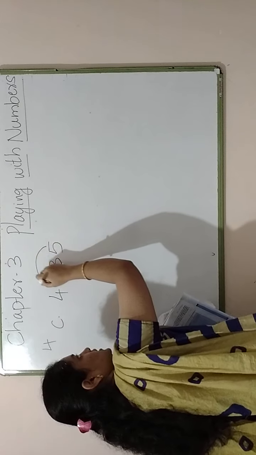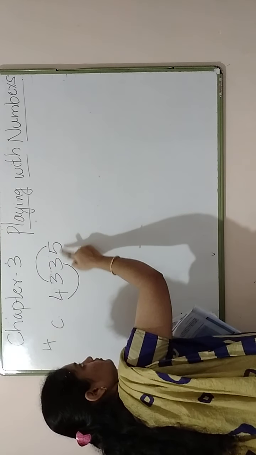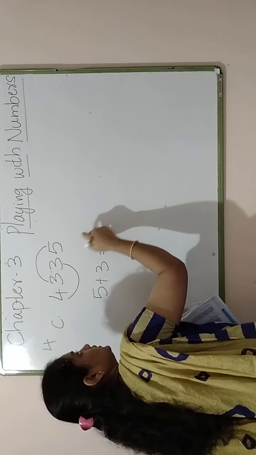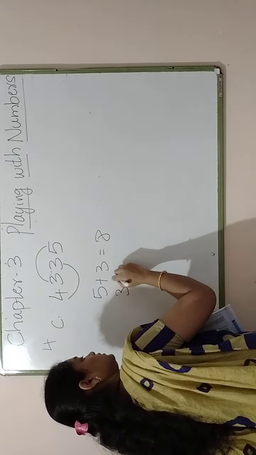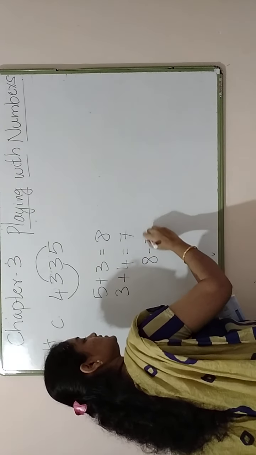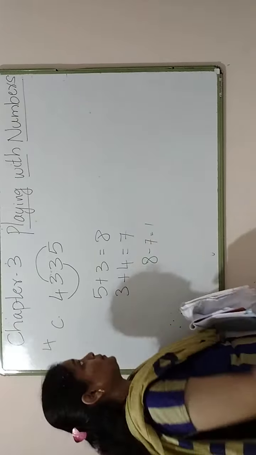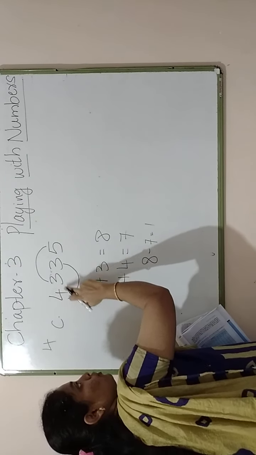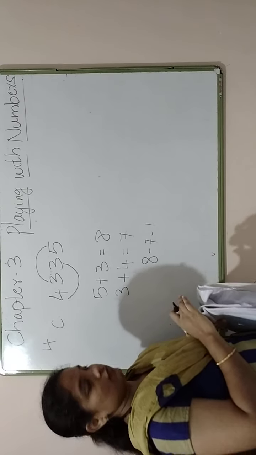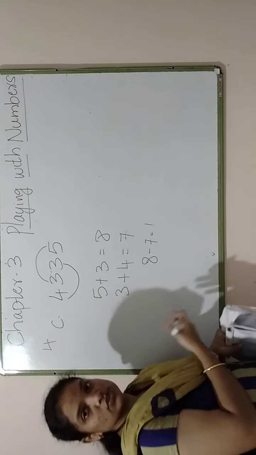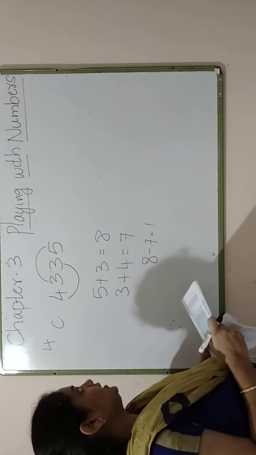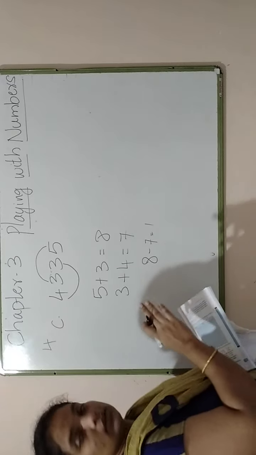So now just check the differences. That is 5 plus 3 is equal to 8. 3 plus 4 is equal to 7. What is the difference? 8 minus 7 is equal to 1. So hence the number 4335 is not divisible by 11. Why? Because the difference is 1. It is not 0 and it is not a multiple of 11. Okay. So this number is not divisible by 11.